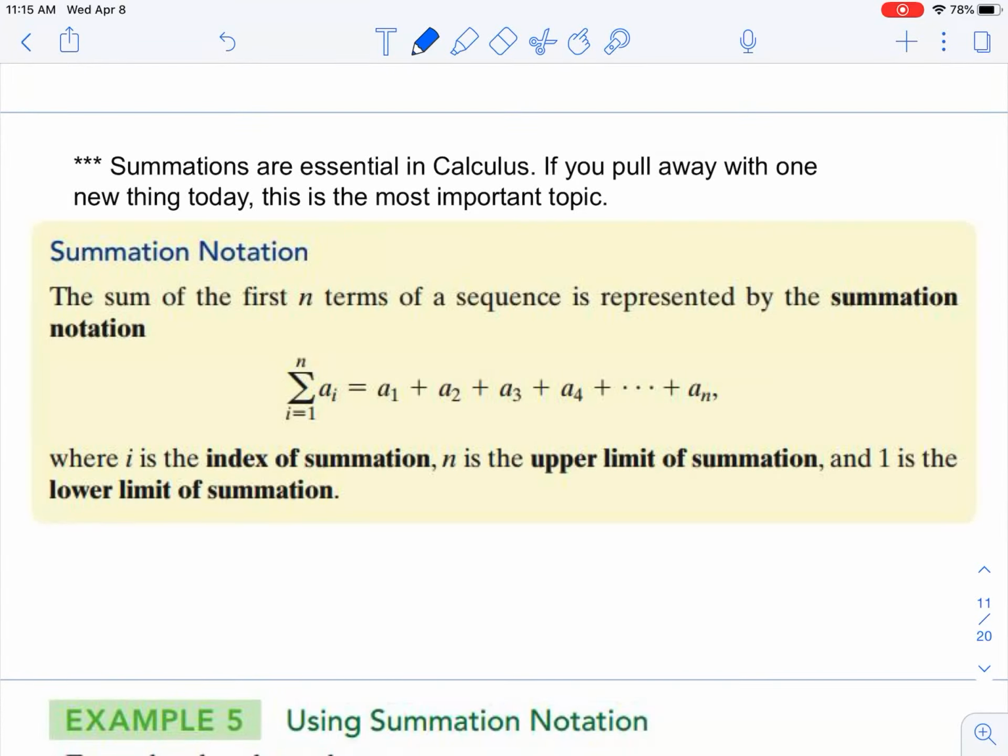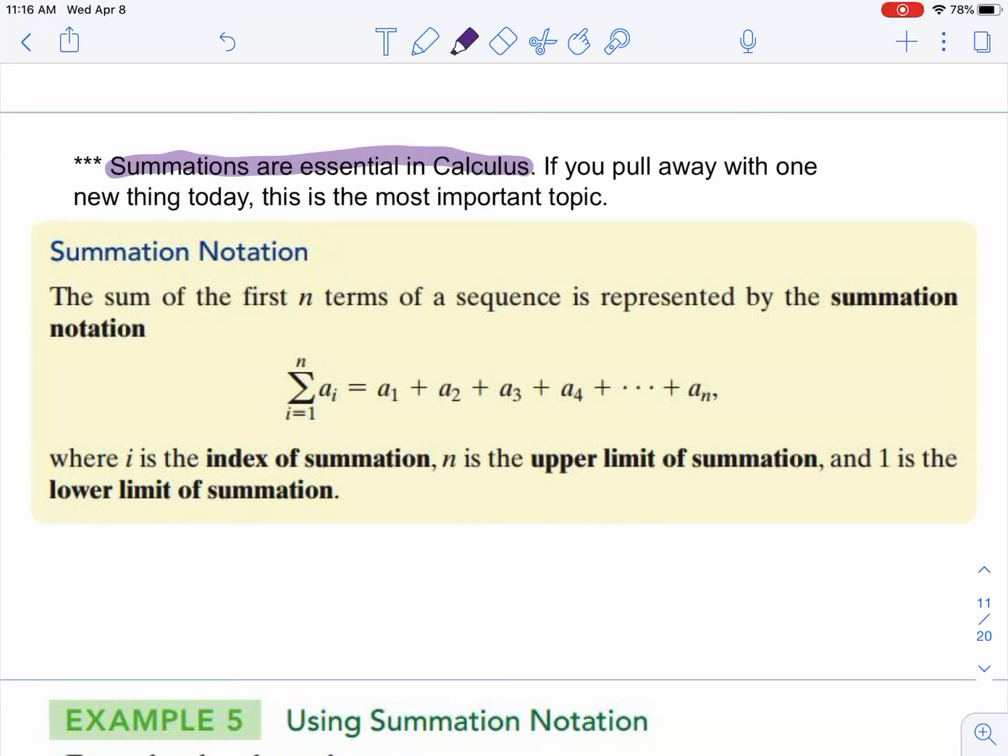Hey guys, this is the second part of our video going over example 5 and example 6. Once again, I wrote a little thing here just to state that summations are essential in calculus. If you get anything from this lesson, it is going to be from this section. You guys have seen it, but you haven't seen it since Algebra 1. And the first couple problems are very, very simple. And then it's going to get a little bit more involved as we go along with the next 3 lessons.